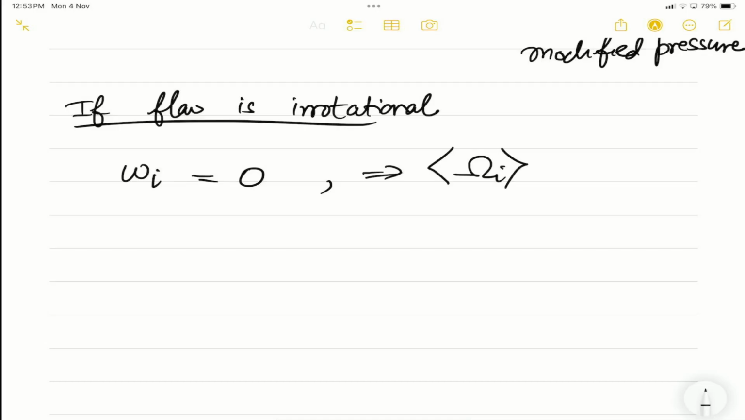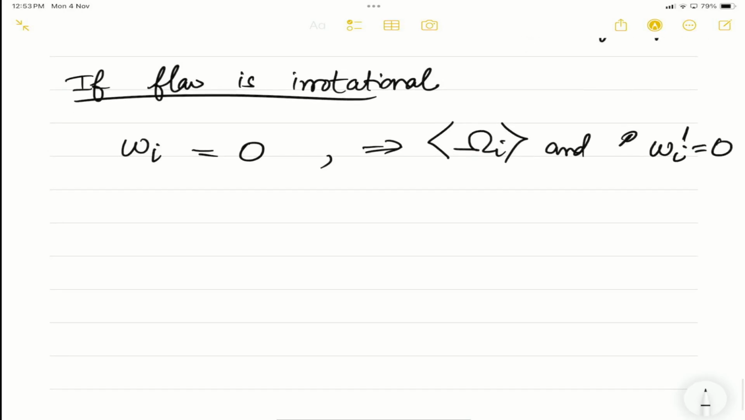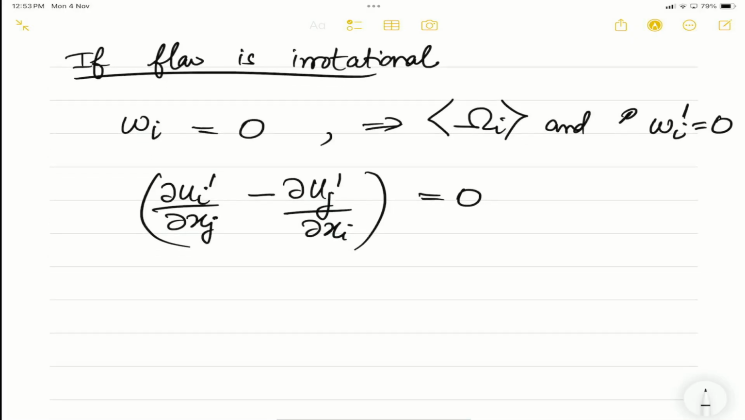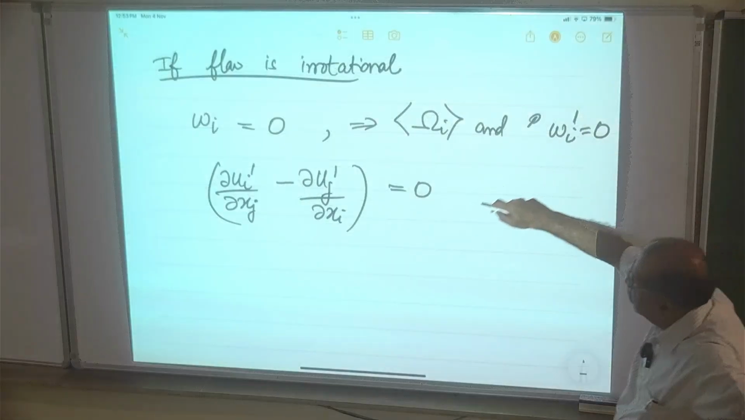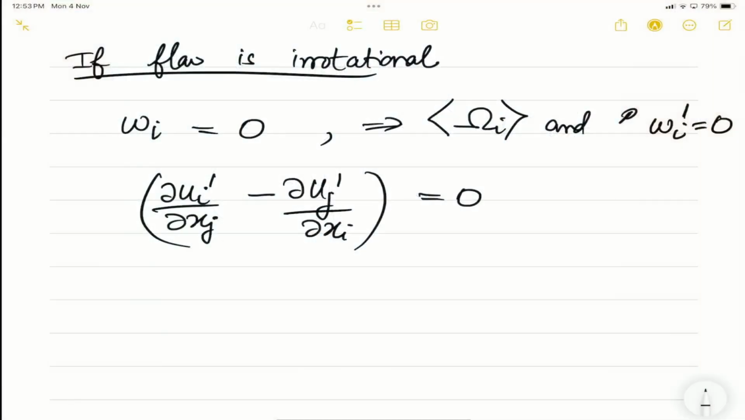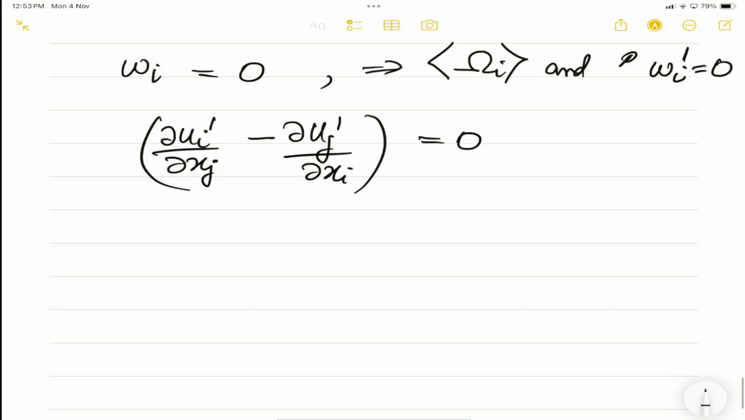the mean of omega i and omega i prime, the fluctuations, will also be always 0. So if the fluctuations are 0, partial ui prime by partial xj minus partial uj prime by partial xi will be 0. This follows because if it is a totally irrotational flow field, then the fluctuations will be 0. We put omega equal to 0, we get this. Now what we do is, let's multiply.